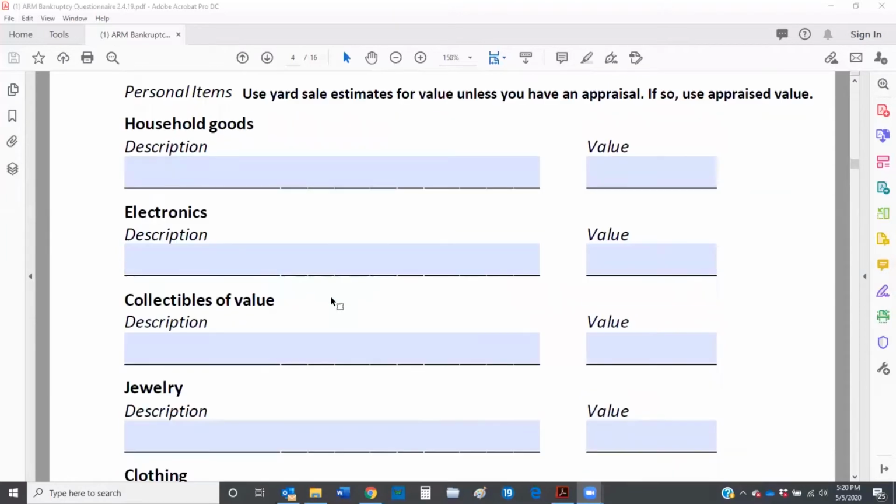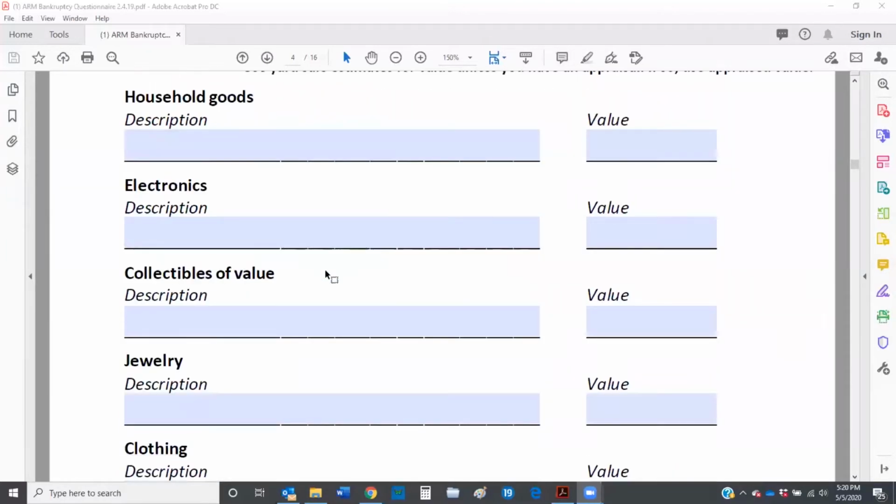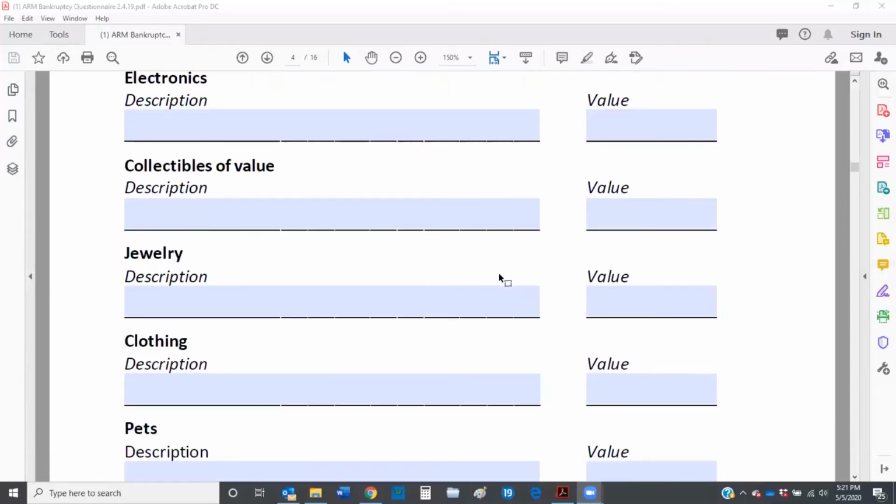Going further down, electronics, items like televisions, cell phones, laptops, surround sound systems. Put all of those together and estimate the value. Again, if you have an appraisal on a collectible of value or jewelry, please make sure you note that that's the appraised value and provide us with the appraisal.